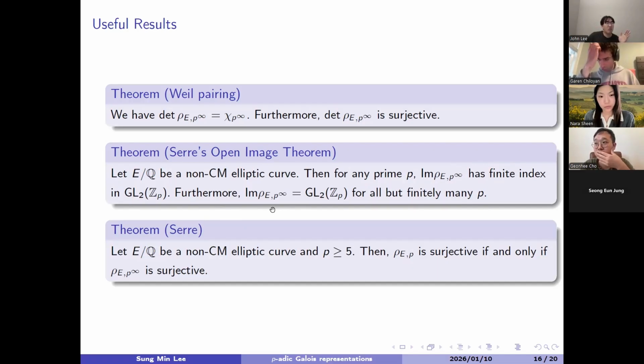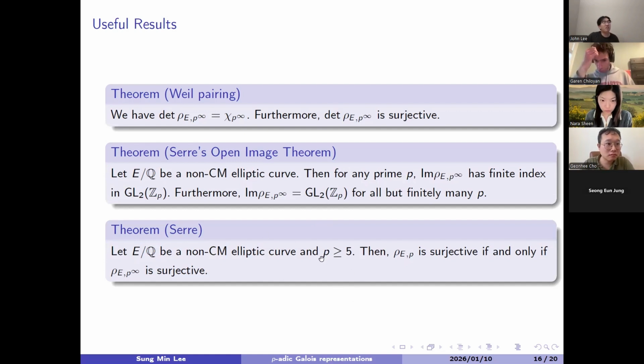So for the p-adic Galois representation, in most cases, for all but finitely many p, they're always surjective, except for very few. For these very few exceptional cases, still the image of rho p-infinity should have finite index, so it should be very large compared to this. It should be a relatively large group. It cannot be a finite group or something. I think this is a very interesting thing.